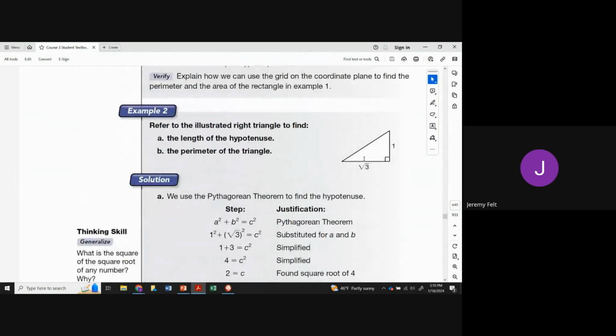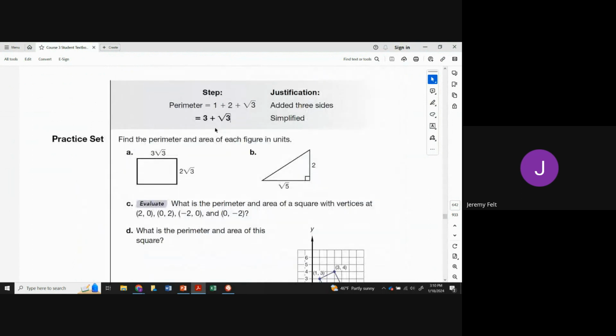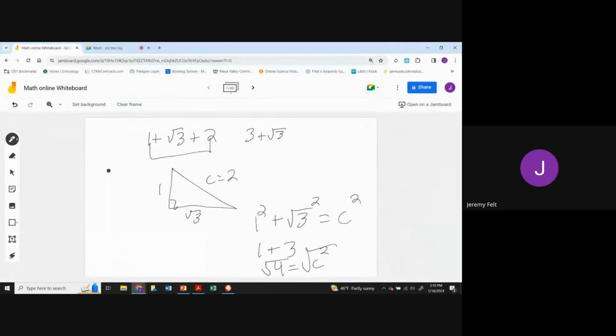Obviously, if we were doing an actual, like, building a garden or pouring concrete or something, we'd probably want to get it to the nearest whatever and then round it off. But since we don't want to write out a bunch of decimals or round, we weren't told to do that, we're just going to leave it as 3 plus root 3.